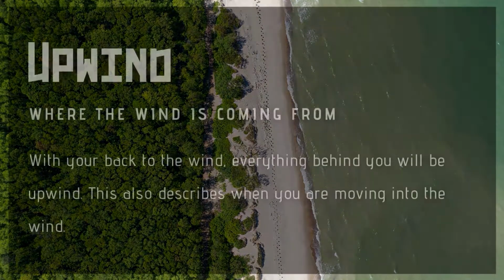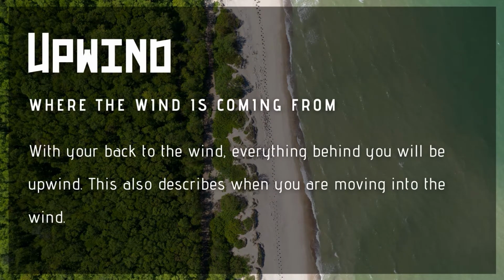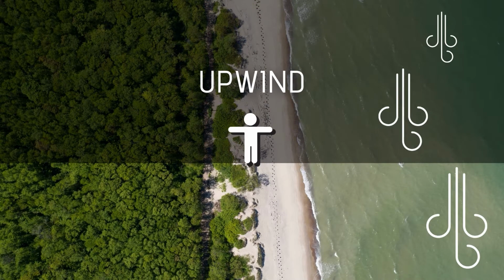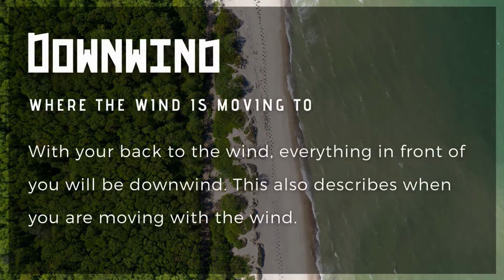I think we'll start off with upwind. It's going to be where the wind is coming from. So with the wind at your back, everything behind you will be upwind. This is also describing when you are moving into the wind. As you can see on our diagram here, right hand side, that's the wind direction. Middle right there is going to be us, and everything in that black bar is upwind of us.